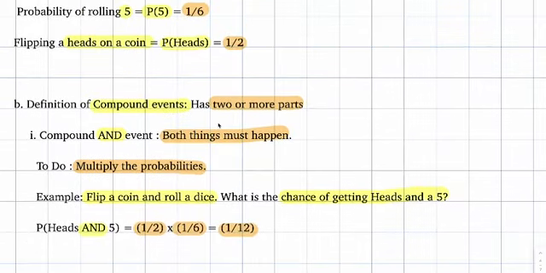Let's talk about compound events, where there are 2 or more parts. Compound and event, both things must happen, and we have to multiply the probabilities in this case. So let's say flip a coin and roll a dice. What is the chance of getting heads and a 5? Probability of getting heads and a 5 would be 1/2 times 1/6, which is 1 over 12.